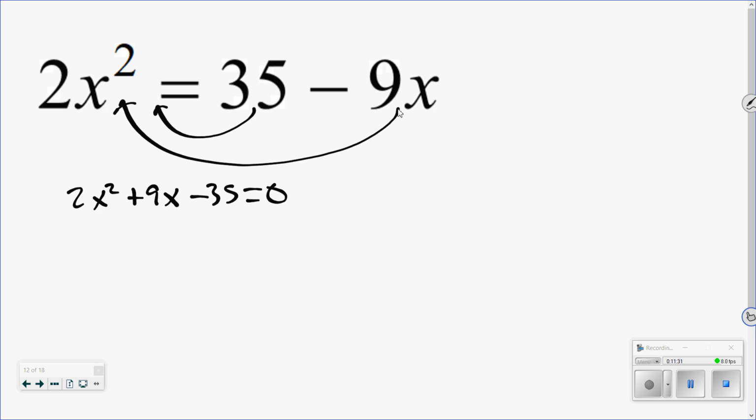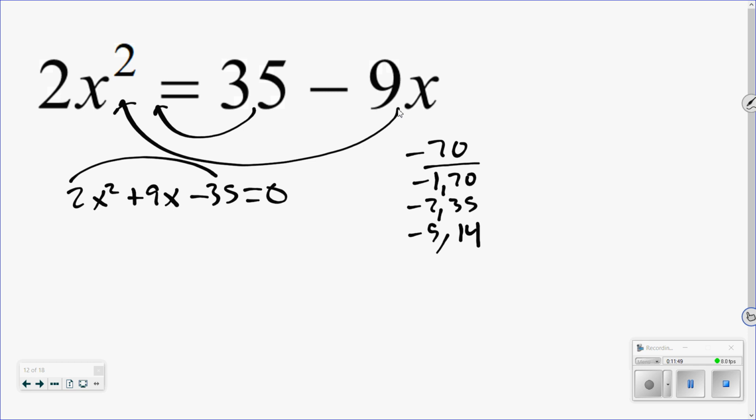It's got that 2 in front, so I've got to do the longer method, right? 2 times -35 is -70. Find your factors: -1 and 70, -2 and 35. 3 doesn't go into it, 4 doesn't, 5 does. 5 and 14, I believe. Those two, -5 plus 14, add up to be 9. So those are my two factors. I'm going to rewrite it: 2x squared minus 5x plus 14x minus 35 equals 0.